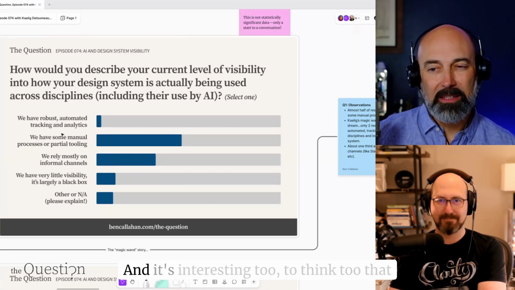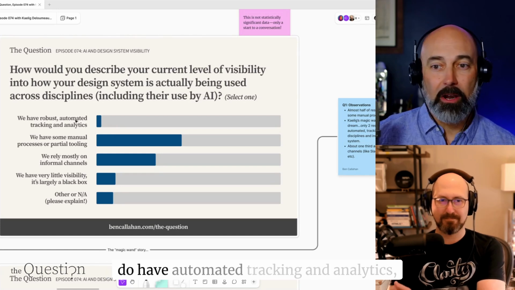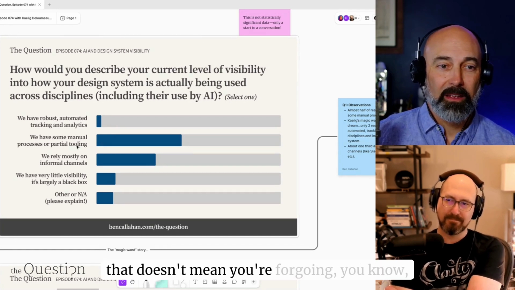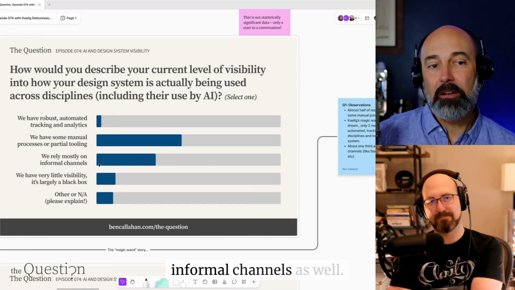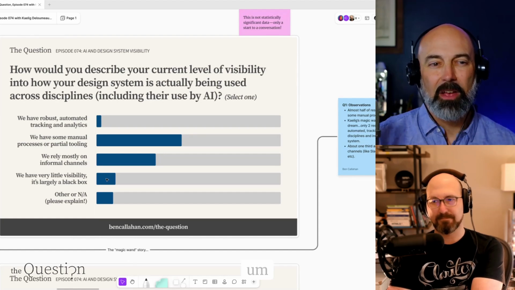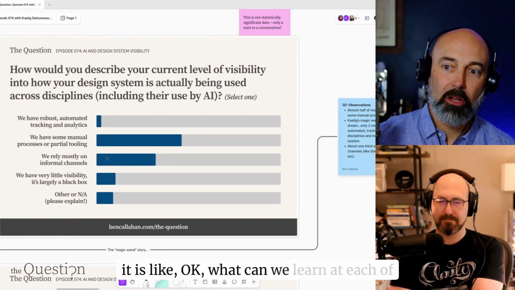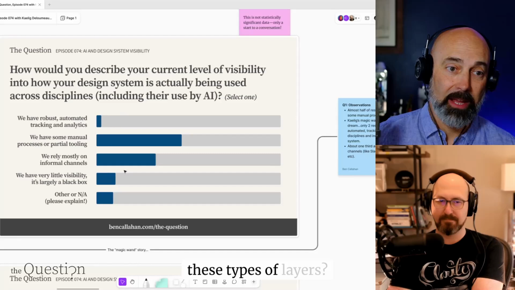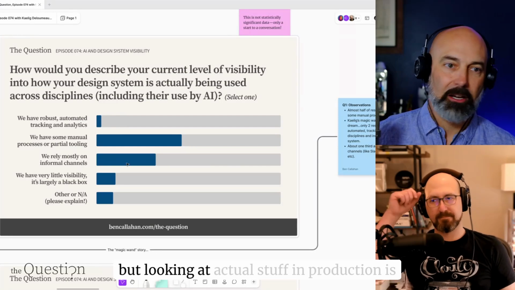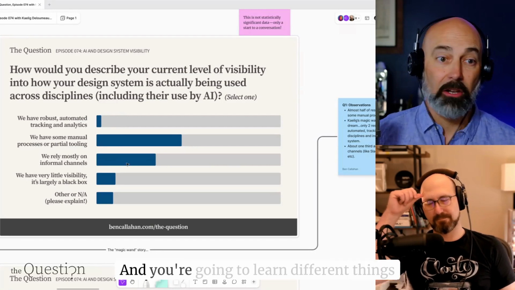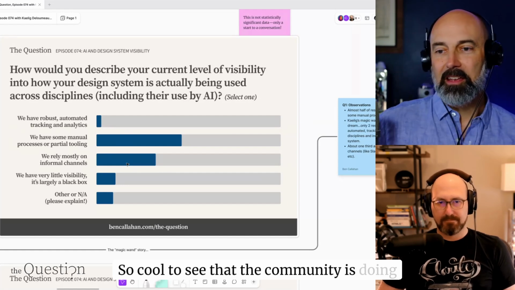But you're right. And it's interesting to think that if you have automated tracking and analytics, that doesn't mean you're foregoing some manual processes or informal channels as well. So these probably stack, and it's a good way to think about it: what can we learn at each of these layers? An informal conversation is one way to learn, but looking at actual stuff in production is another, and you're going to learn different things from those approaches. So cool to see that the community's doing lots of those.